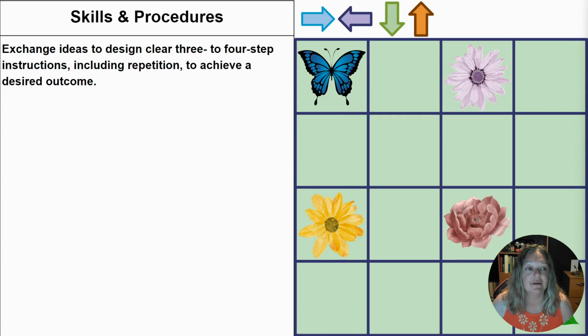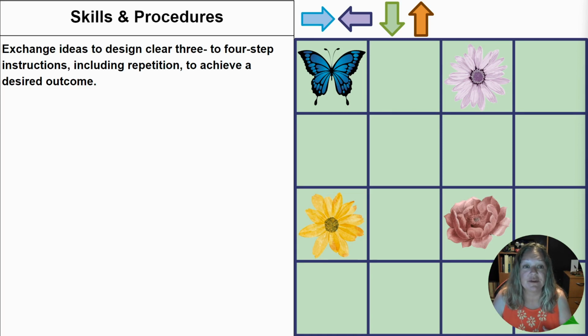And finally, we have exchange ideas to design clear 3 to 4 step instructions, including repetition to achieve a desired outcome. I've pulled up my butterfly example again. I think I've explained a few examples of ways to work these 3 to 4 step instructions in. So this really just has to do with having students working together and trading ideas back and forth. So an activity asking them, again, to design a path for this butterfly. Everybody, lay out your arrows, write an algorithm for the butterfly to visit the 3 flowers and then its leaf.